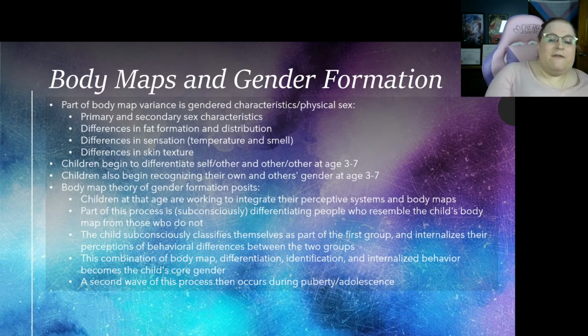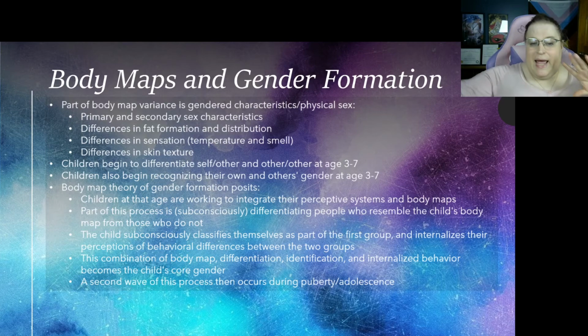The child classifies themselves subconsciously as part of the group that they see as resembling their body map. And when they see differences in behavior between those who resemble them and those who don't, accurately or otherwise, when they see differences in attitude, when they see differences in how members of these groups are treated by others, they internalize those differences.